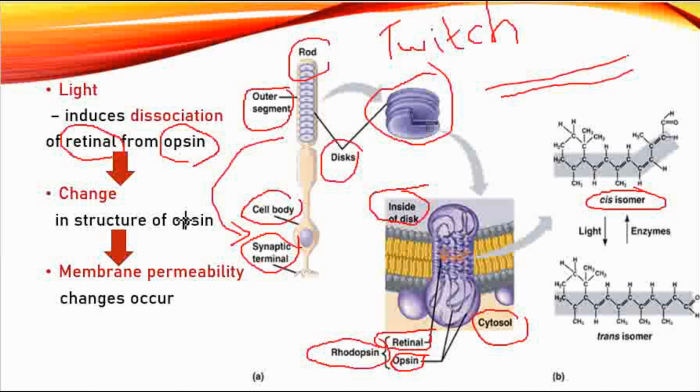This signal is sent to the brain. From the synaptic terminal it goes to the brain, which interprets it. The brain processes the vision, interpreting what we see in the eye. So this much happens in our photoreceptor cell when we look at an object or a picture.